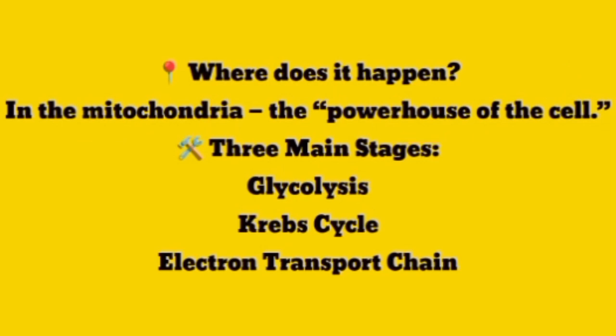There are three main stages of this process. Number one is glycolysis, then the Krebs cycle and the electron transport chain. This is also a complex step-by-step process in which human beings and animals release energy for their daily life activities and also release carbon dioxide that is used by plants for photosynthesis.